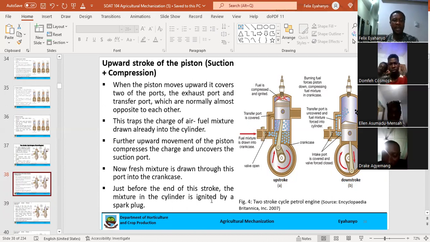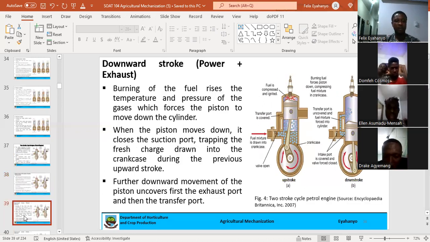Just before the end of the stroke, compression is going on, suction has taken place. Just before it ends, ignition will take place by the spark plug. Remember, it's a two-stroke, so it's not an injector. It is a plug that is used. Then burning of the fuel would rise. As the fuel is burning, temperature and pressure build up, and this will force the piston downwards.